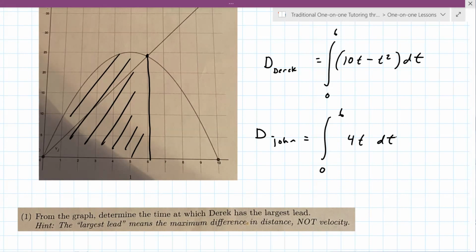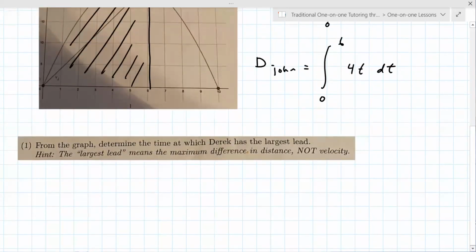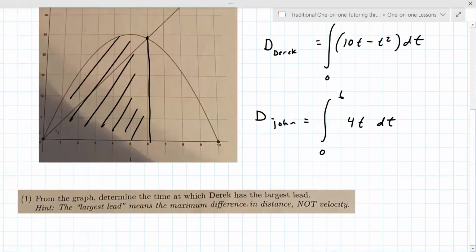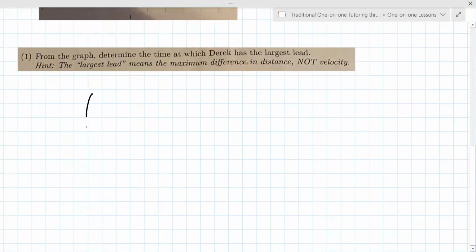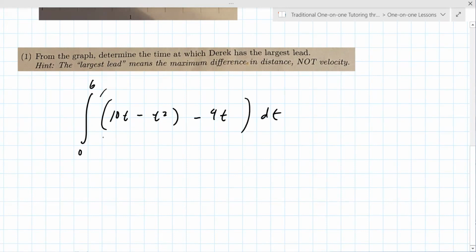Yes. So you can actually do one integral to do the entire question, if you want. Doesn't matter to me, but I would do it all together. So it's 0 to 6, 10t minus t squared minus 4t dt, and then I would simplify. So this becomes 6t minus t squared, and that's what you're integrating.